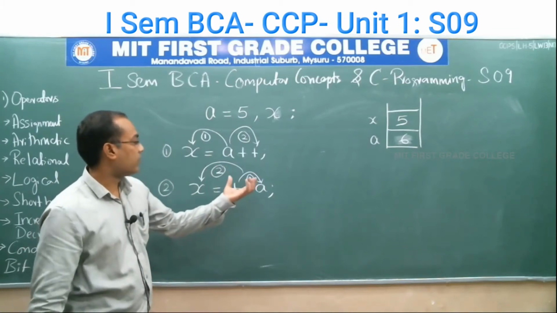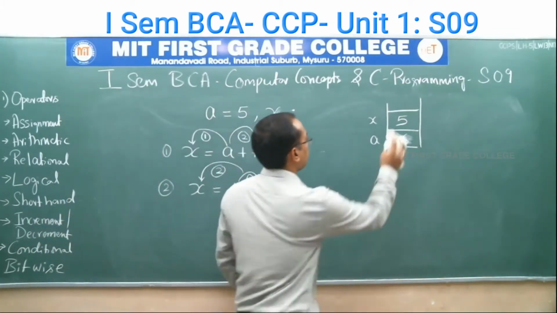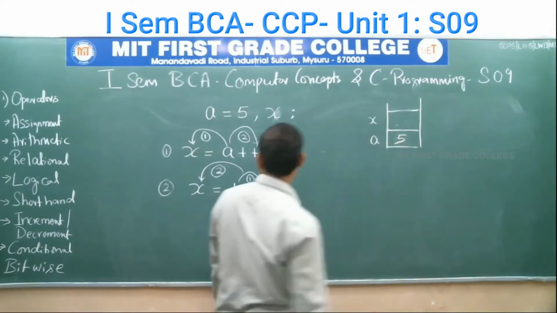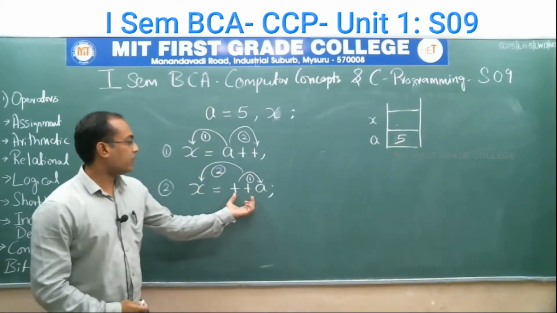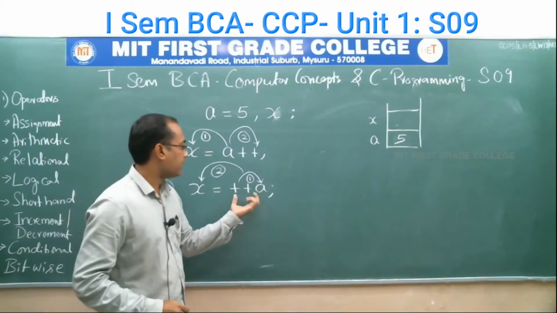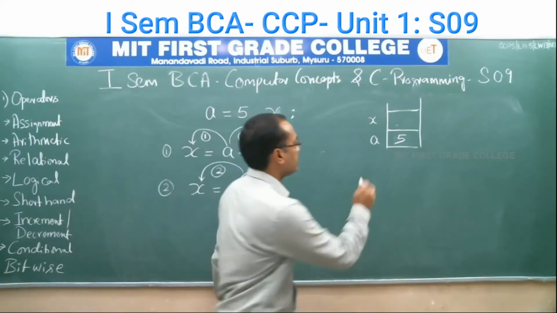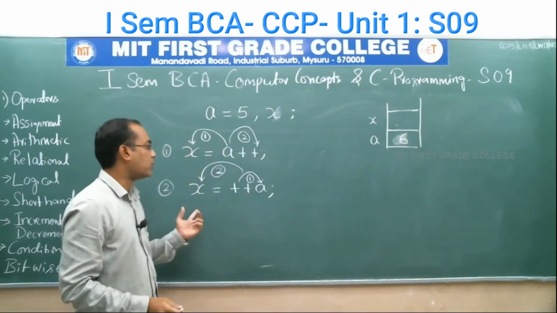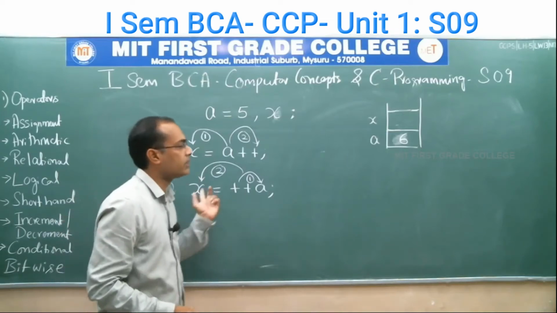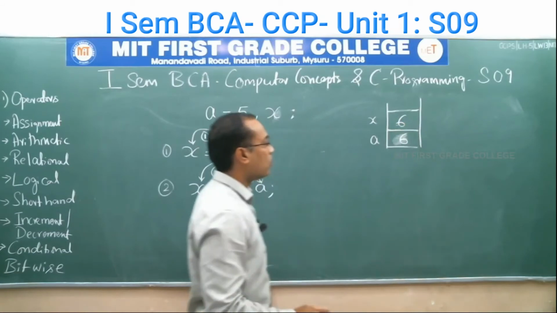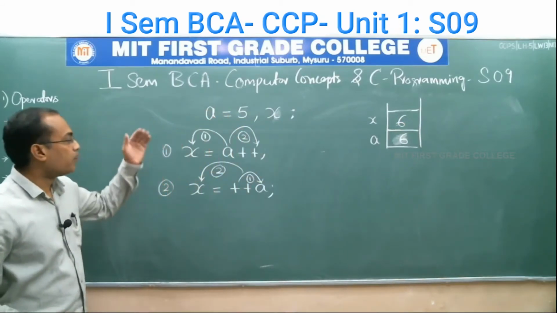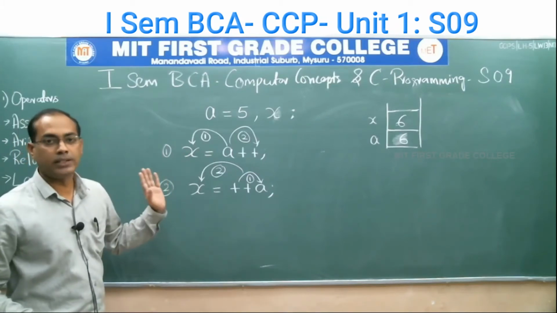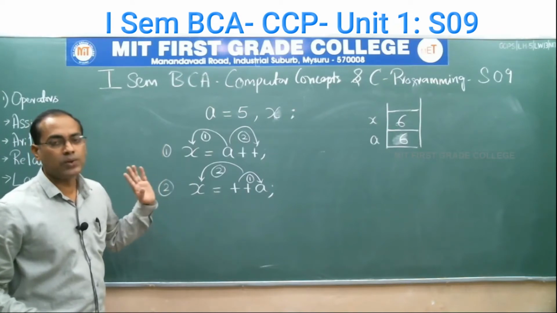What does it mean now? We will take the same example. A value is 5. First what we need to do? Increment the value of A. A is equal to A plus 1, that is 5 plus 1 is 6. And then the value will be assigned to the LHS, that is 6. Now you got the difference between pre-increment and post-increment. The same is applicable for decrement. Did you understand? So it's very easy to follow.